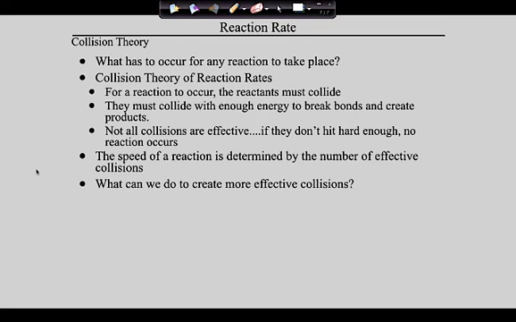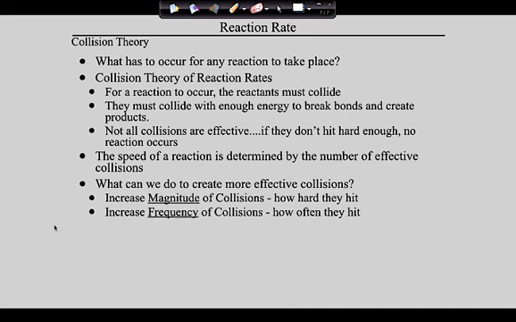And the answer is we can actually do one of two things. We can increase the magnitude of the collisions. Magnitude means amount of energy. So we can make them hit harder. The other thing that we could do is increase the frequency of the collisions. Frequency means how often they hit. So if we can get the reactants to hit harder, or if we can get the reactants to hit more often, that will make the reaction go faster. So how do we do that? How do we get the reactants to hit harder, higher magnitude, or more often, higher frequency?